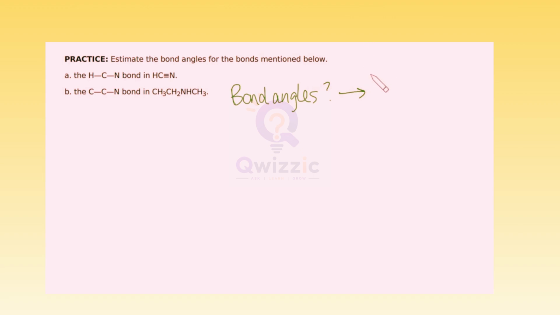Well, we can look at the hybridization of the central atom in the bond that we're looking at, or in the multiple bonds we're looking at, right? Each of the bonds mentioned has 3 atoms, so there is a central atom. So we look at the hybridization of that central atom, and then we know what the bond angles should be for that type of hybridized atom. Okay, so let's draw out our structures.